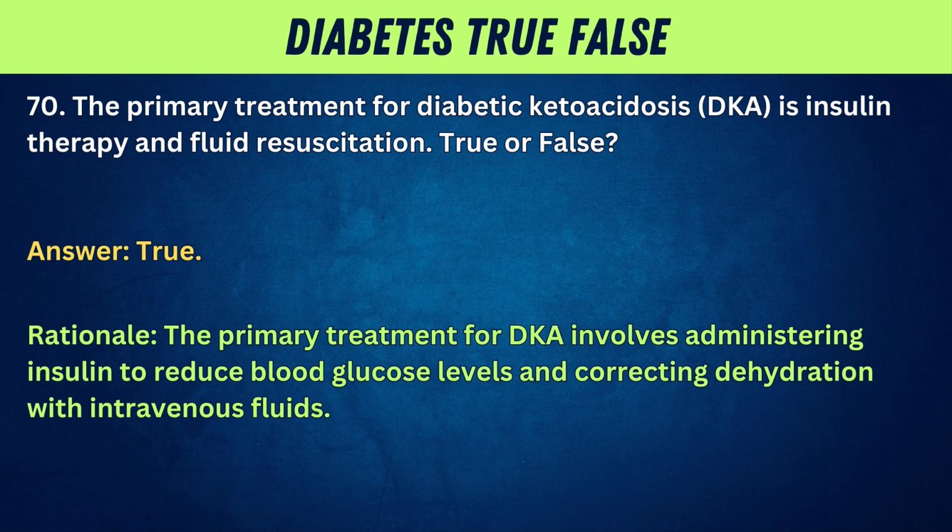70. The primary treatment for diabetic ketoacidosis, DKA, is insulin therapy and fluid resuscitation. True or false? Answer: true. Rationale: the primary treatment for DKA involves administering insulin to reduce blood glucose levels and correcting dehydration with intravenous fluids.